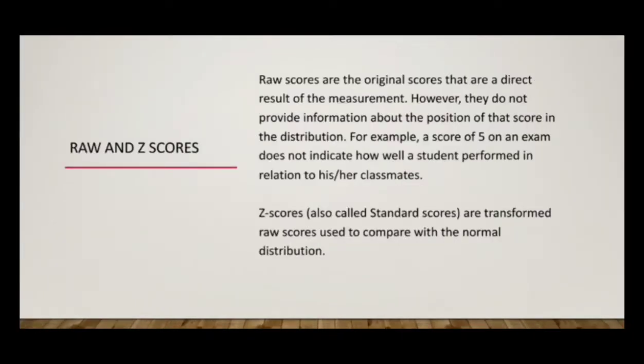Raw and z-scores. Raw scores are the original scores that are direct results of the measurement. However, they do not provide information about the position of the score in the distribution. For example, a score of 5 on an exam does not indicate how well a student performed in relation to his or her classmates. Z-scores, also called standard scores, are transformed raw scores used to compare with the normal distribution.